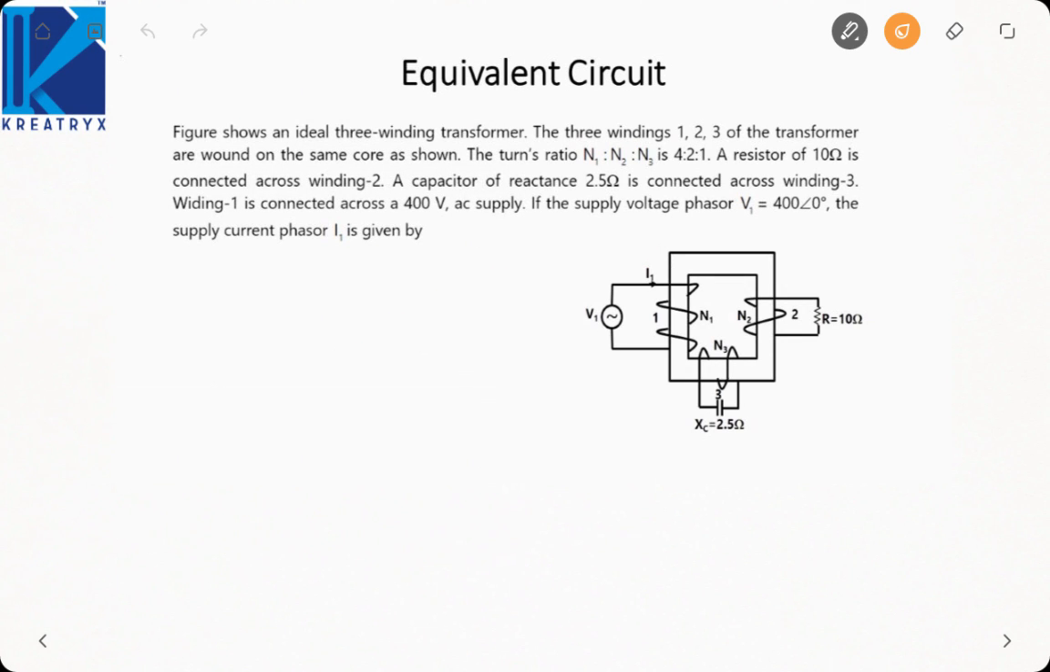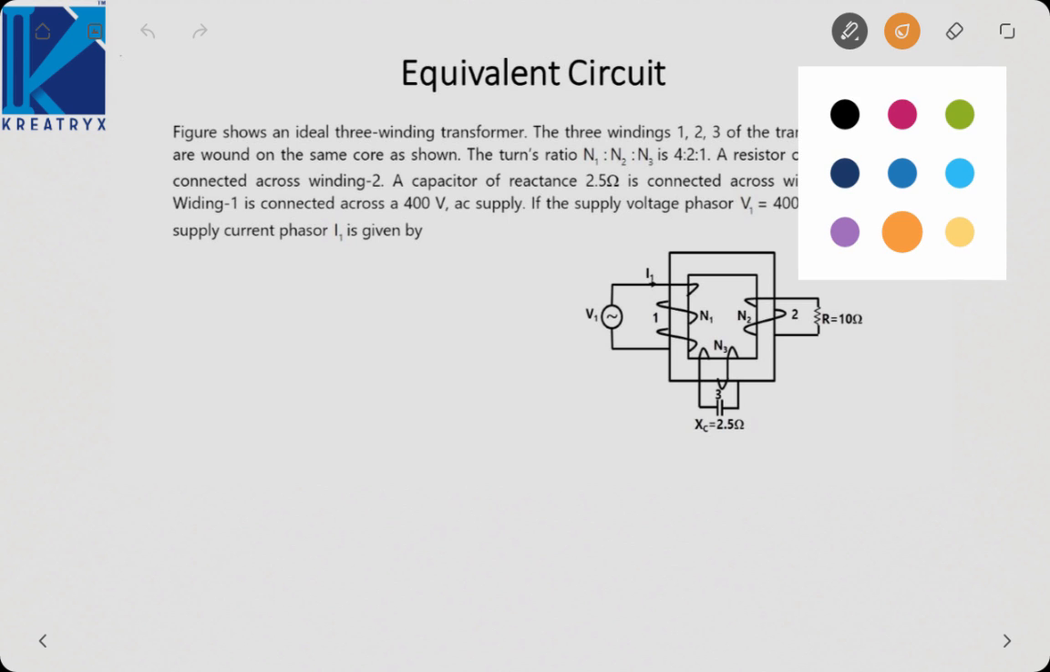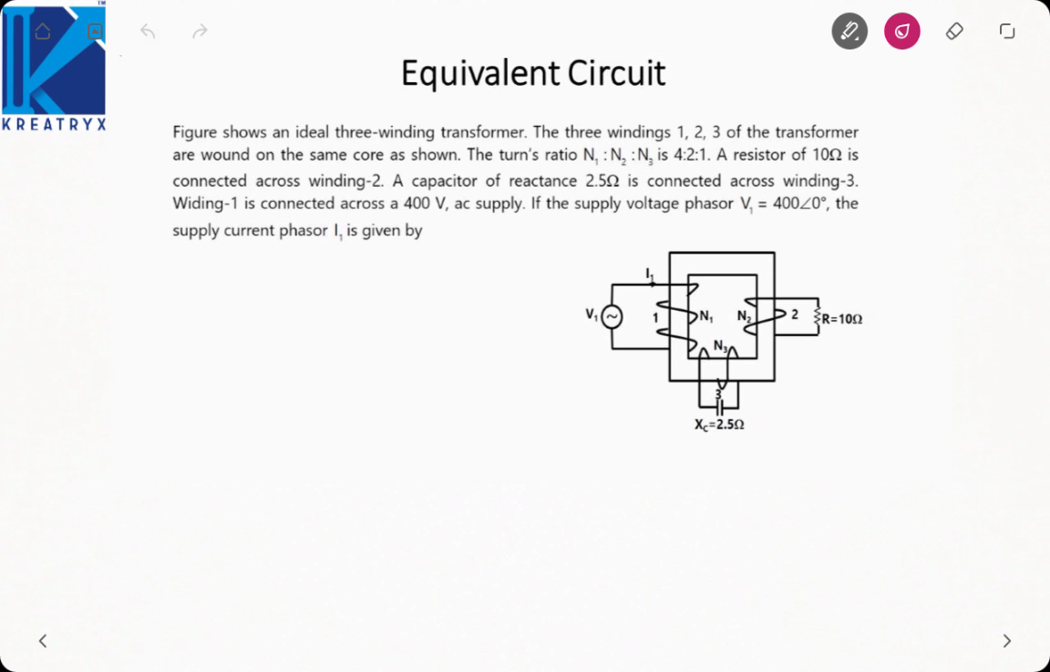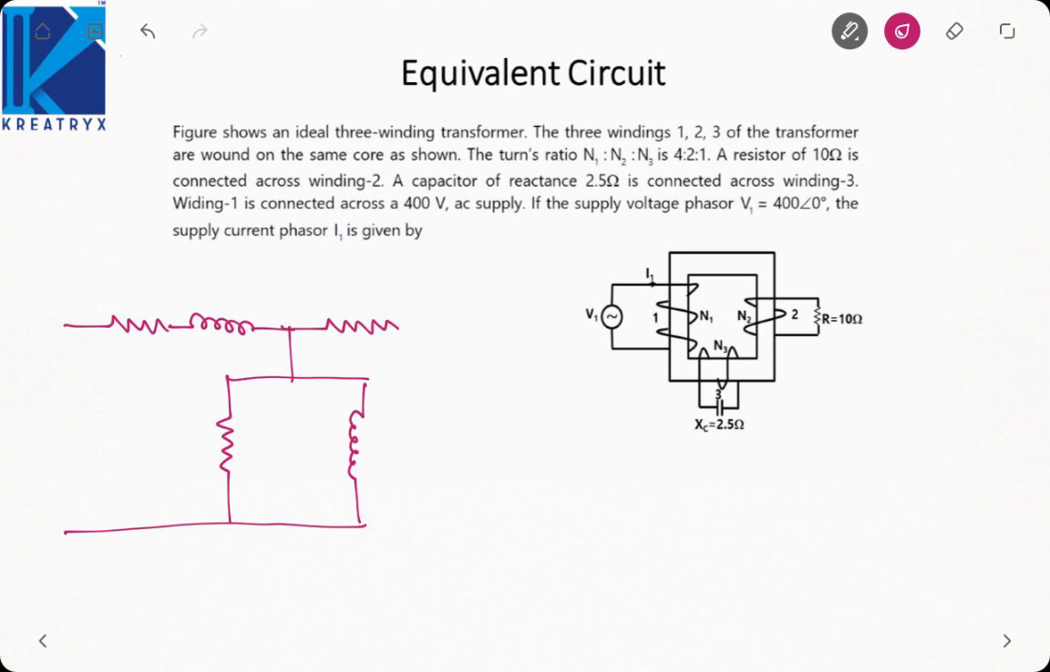Moving on to the next category of problem, that is based on the equivalent circuit of a transformer. Now we know in case of the equivalent circuit, what is the circuit? Primary resistance and reactance, core loss resistance, magnetizing reactance, secondary resistance and reactance. R1, X1, RC, XM, R2, X2.